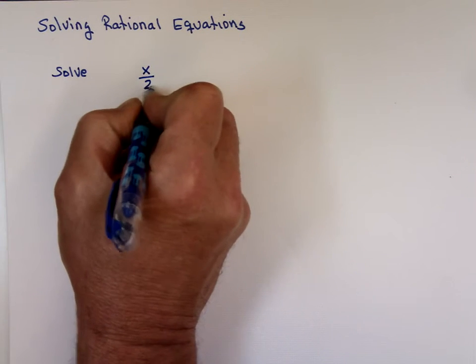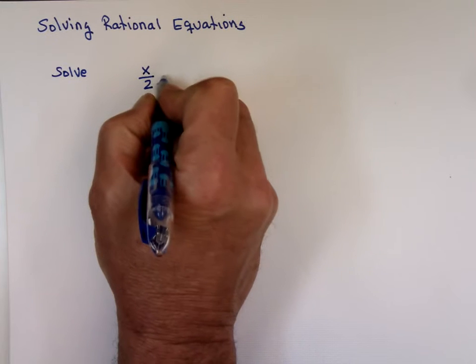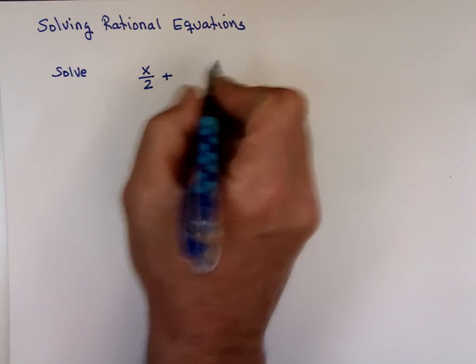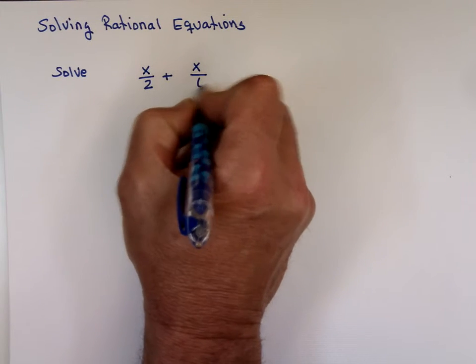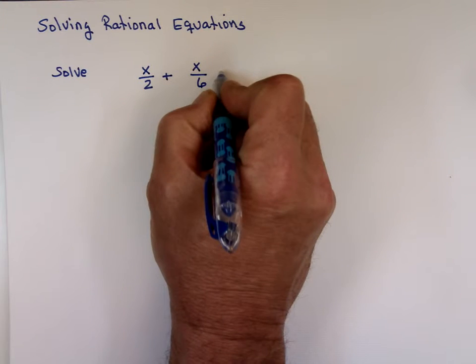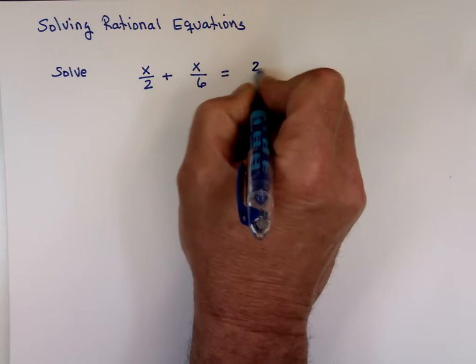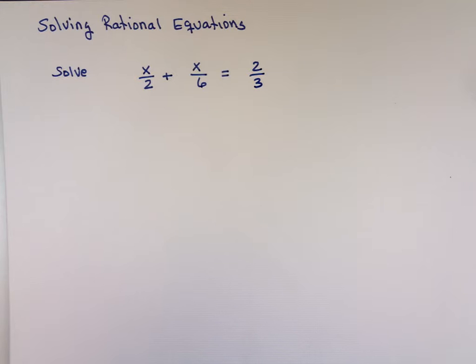x over 2 plus x over 6 equals 2 over 3. That's a rational equation. Now, I know not many people are fans of fractions. I'm not a fan of an equation that has fractions in it. So if I can get rid of the fractions, I'm going to jump on that.